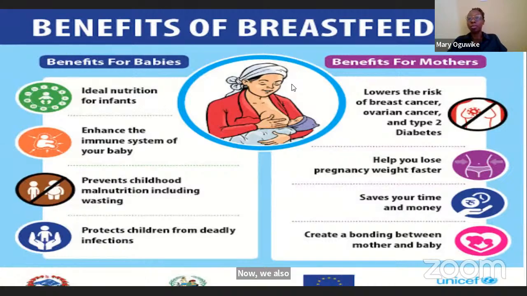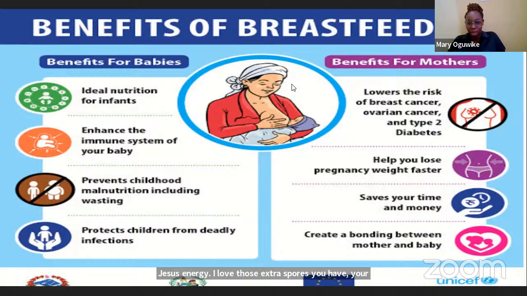Now, breastfeeding also helps the mother lose weight. I'm sure some people will say, I want to lose weight after giving birth, when your baby is still 1 month old. No, if you want to lose weight the healthy way, please breastfeed your baby. It will help you to lose weight, because when your body produces breast milk, it uses energy. And all those extra stores you have in your body, your body will make use of them to produce the breast milk. So please breastfeed your baby and you will lose pregnancy weight faster.